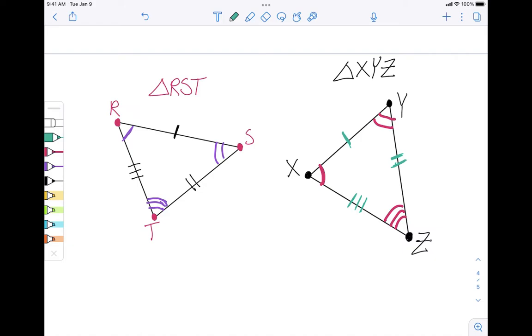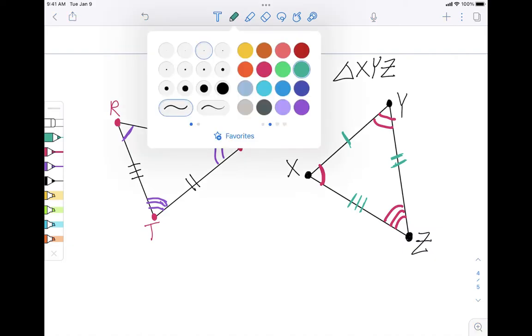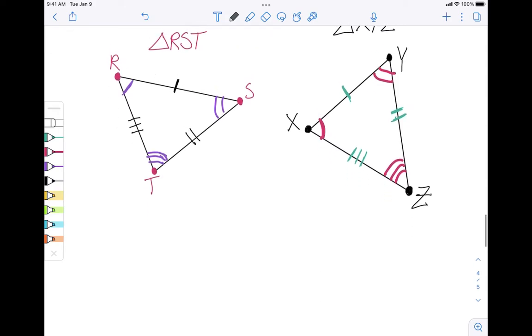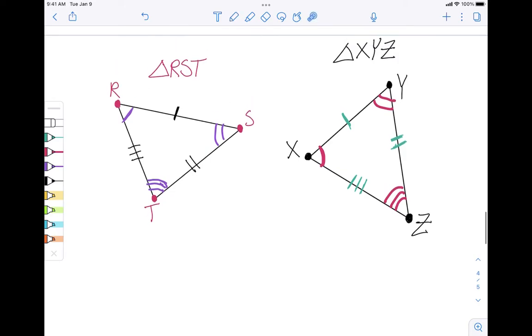So what I have is I've identified all our parts. And now what we're going to do is write down those congruencies, right? Let's start with angle R. Angle R is 1 arc, is congruent to angle X. So we say angle R is congruent to angle X, right?